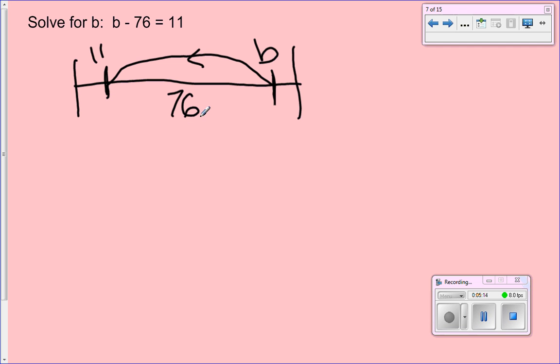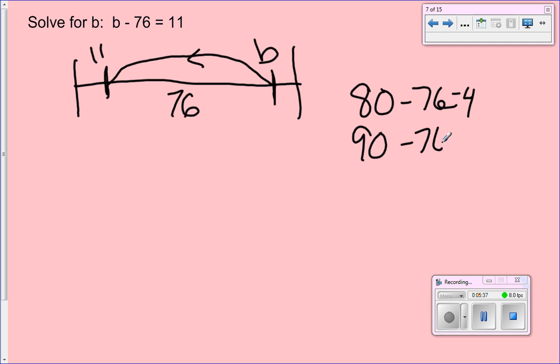So that tells me that my actual B has got to be larger than 76 if I'm taking 76 from it and getting to 11. So I could try guess and check. I know if I do 80 minus 76, I would get 4. If I did 90 minus 76, I would get 14.